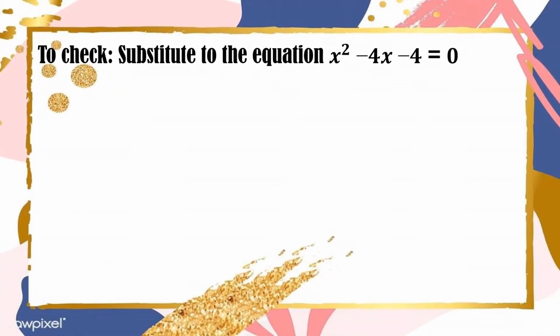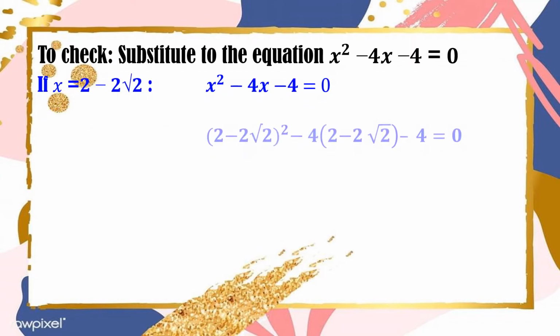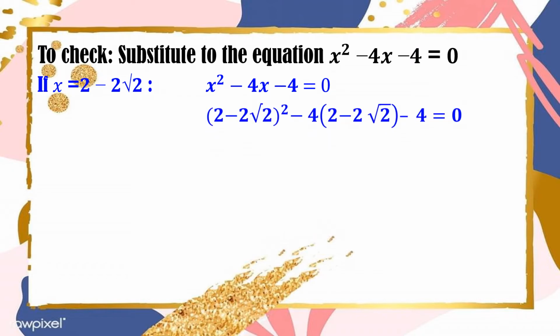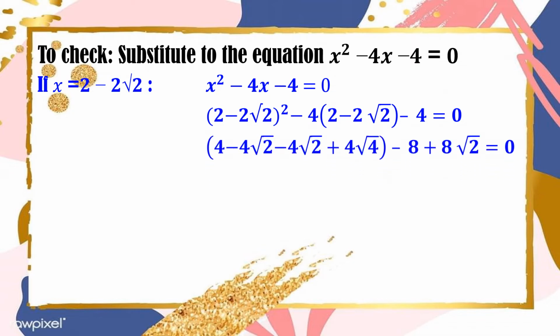To check, substitute to the equation x squared minus 4x minus 4 equals 0 the other value of x, which is 2 minus 2 square root of 2. So it will become the quantity of 2 minus 2 square root of 2 squared minus 4 times the quantity of 2 minus 2 square root of 2 minus 4 equals 0. So it will become the quantity of 4 minus 4 square root of 2 minus 4 square root of 2 plus 4 square root of 4 minus 8 plus 8 square root of 2 equals 0.